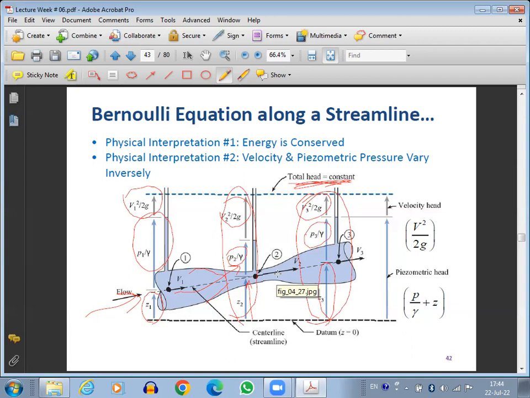Is it clear? Energy is conserved. This is what we are talking about. We are studying fluid kinematics. We have not yet started to study fluid dynamics.